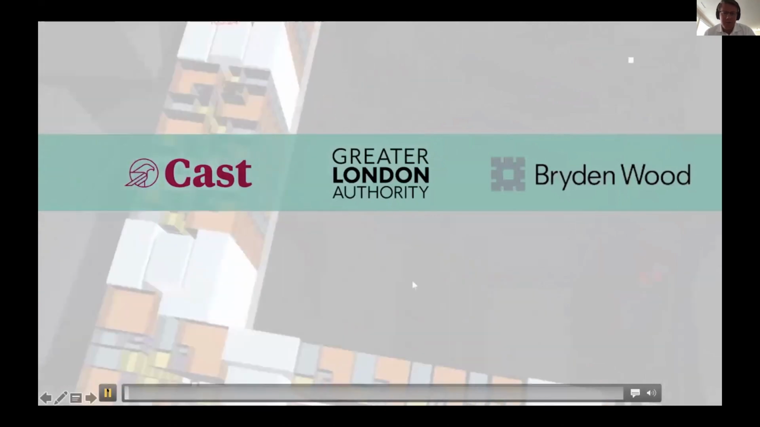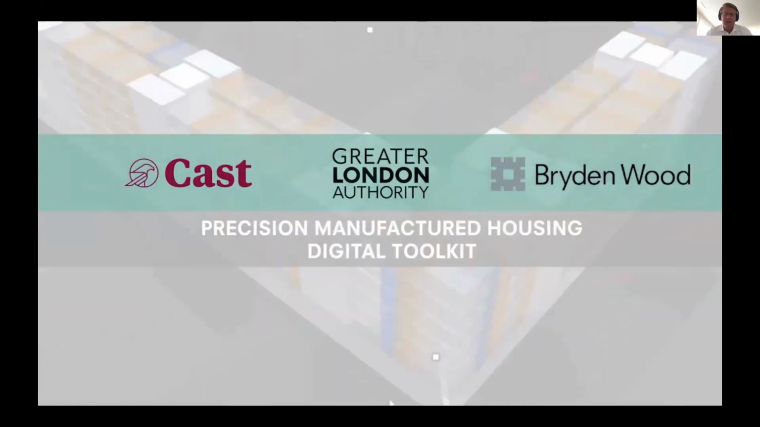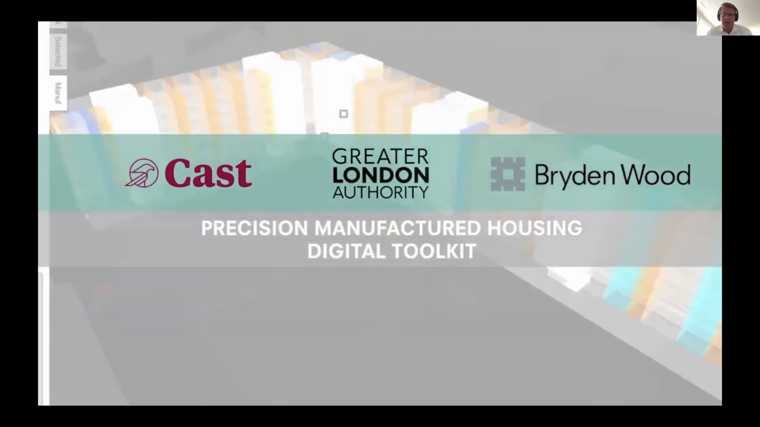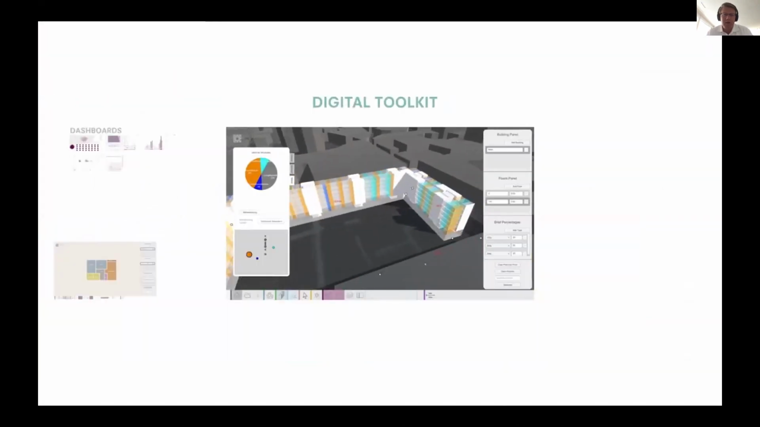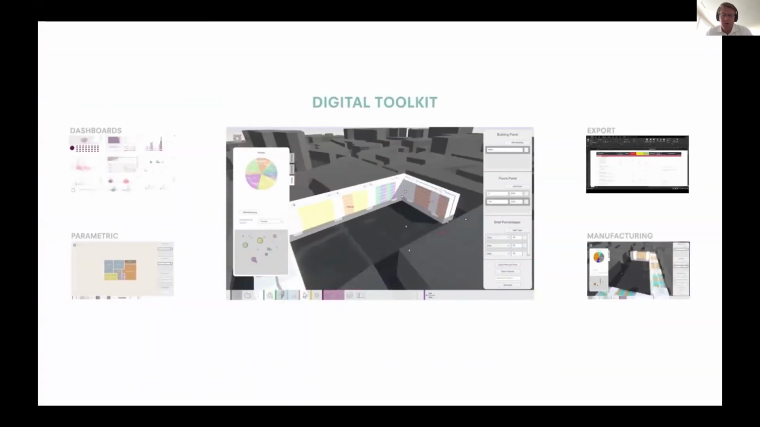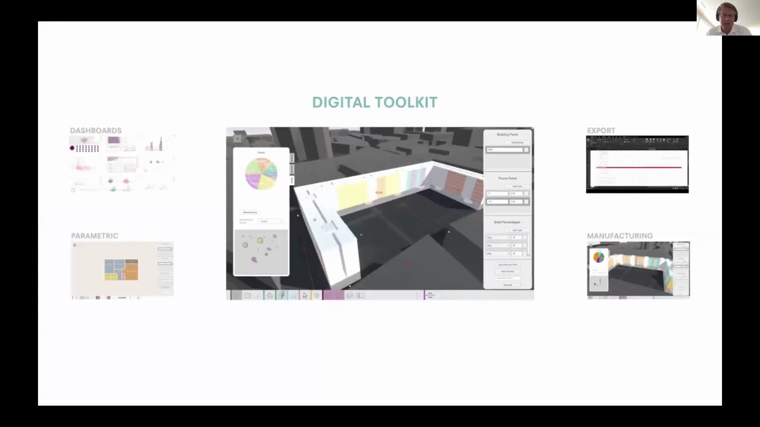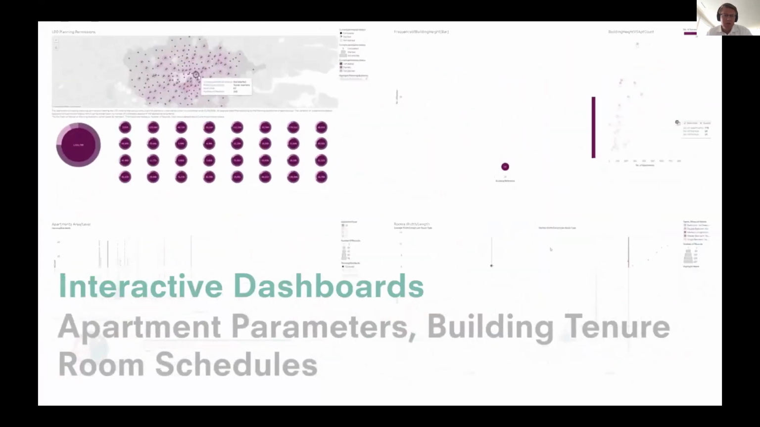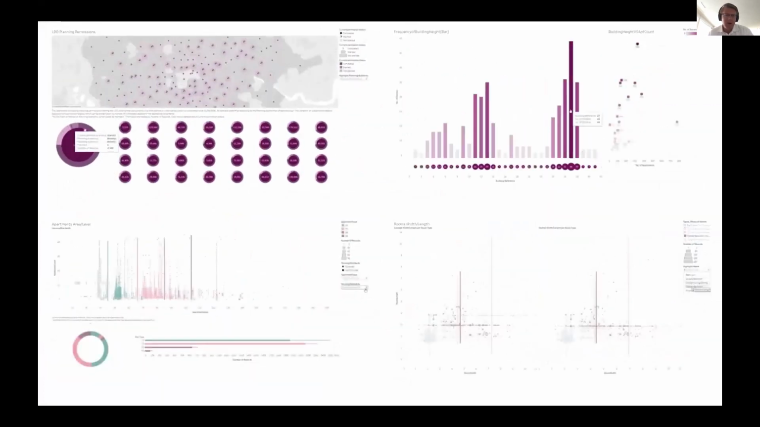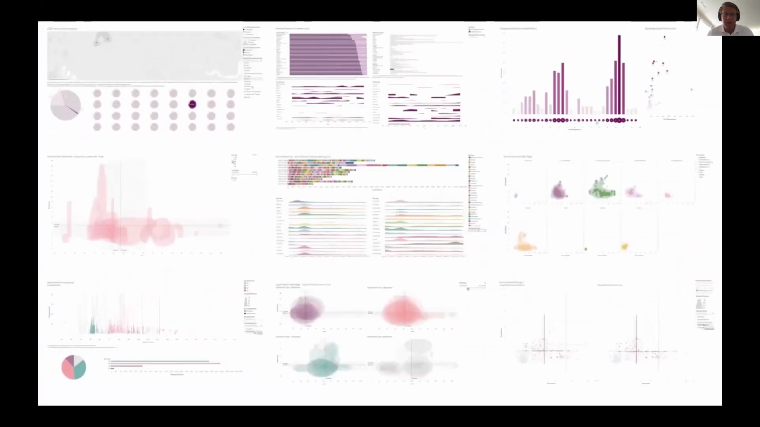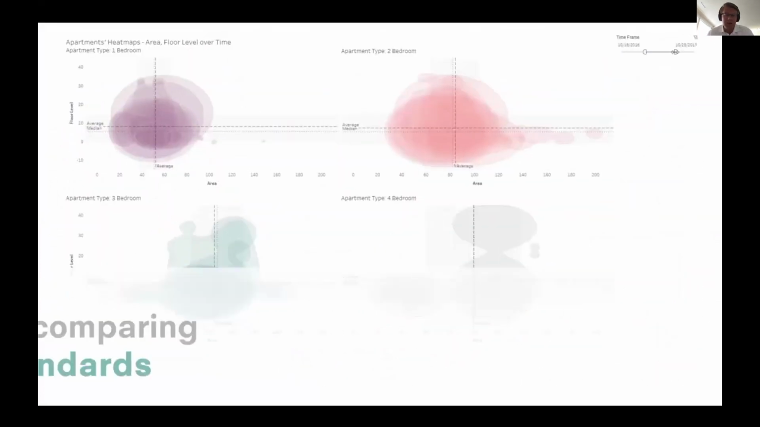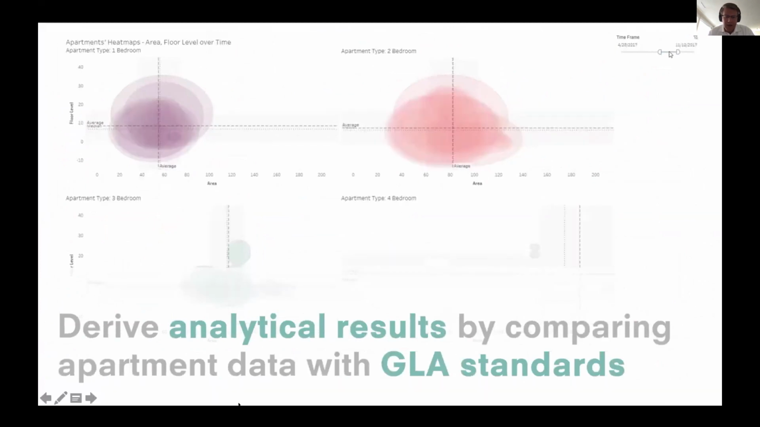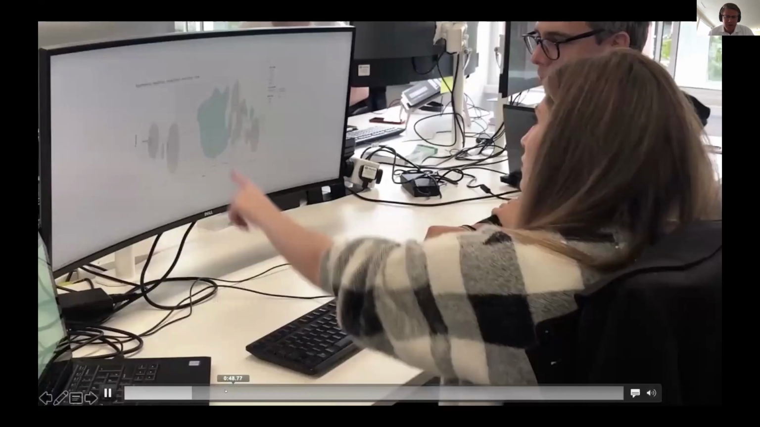I think perhaps one of the most interesting examples that has recently come out is the development of a precision manufactured housing digital toolkit between the City of London, Bryden Wood, and CAS Consultancy. This was a full digital systems integration suite that enables someone to start from scratch and configure a modular building construction in the City of London, so in a specific location. I don't have time to show the whole video. Let me just jump ahead.